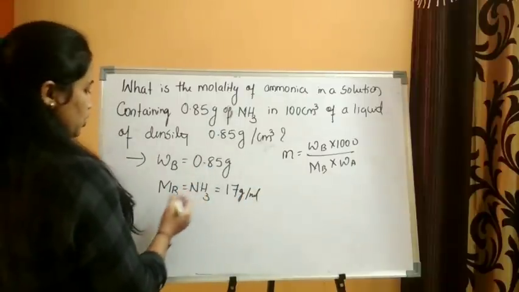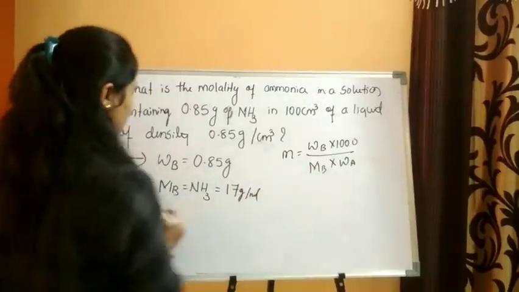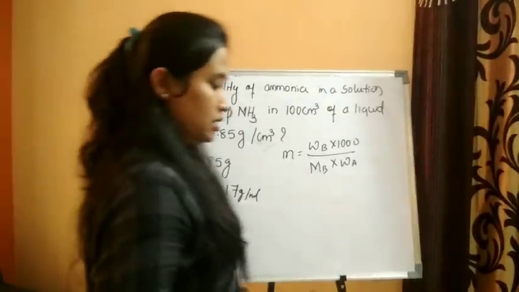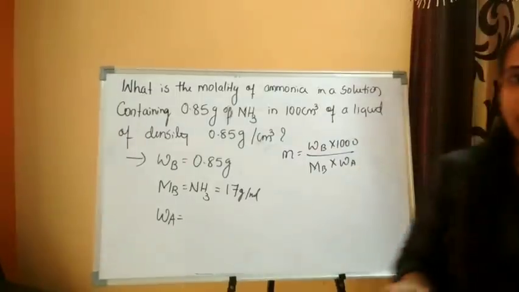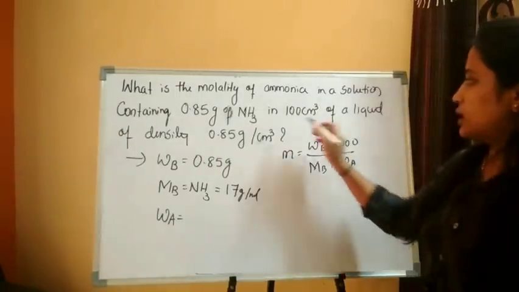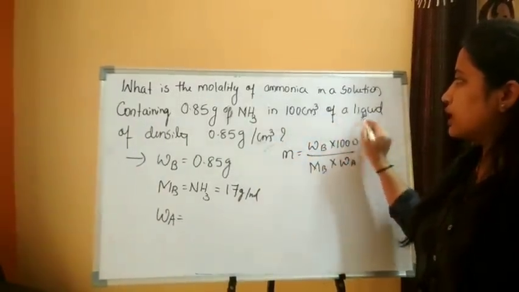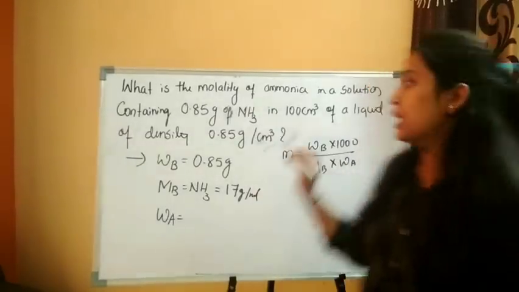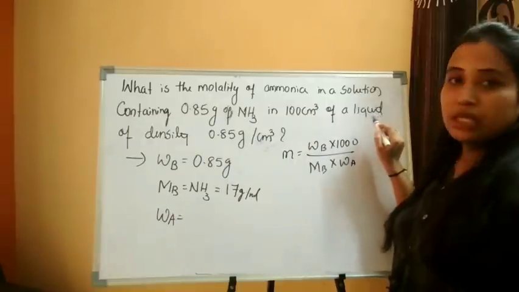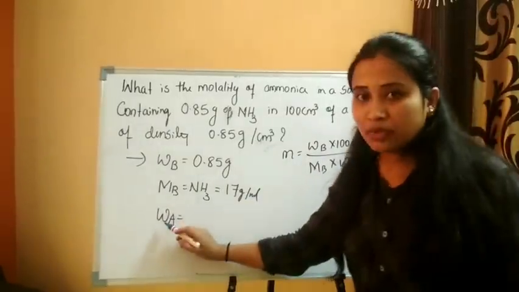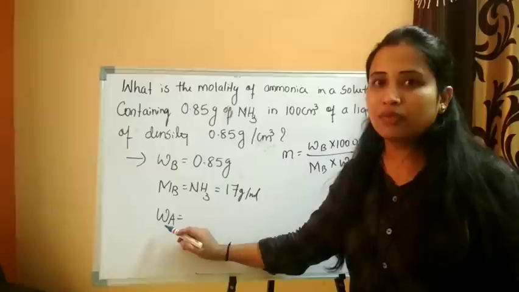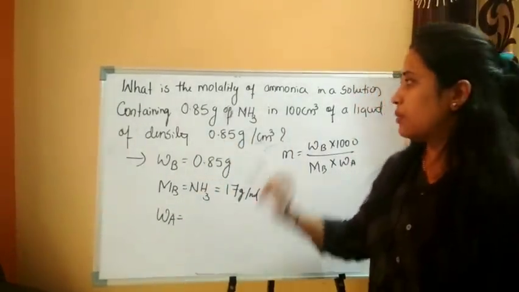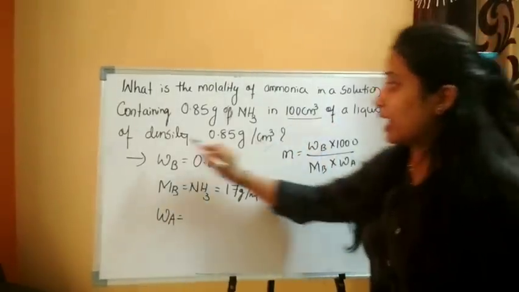Next, WA, that is the weight of the solvent. Have they given the weight of the solvent directly here? No. They have told 100 cm cube of a liquid. Cm cube means ml, so 100 ml of a liquid is given. They have not given the weight. There is a difference between volume and weight, dear students, so you need to find out the weight of the liquid by using this volume and the density.